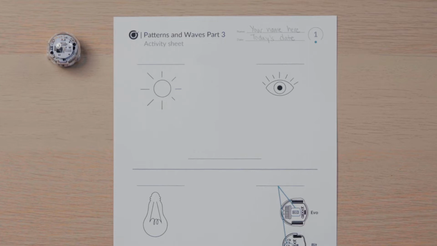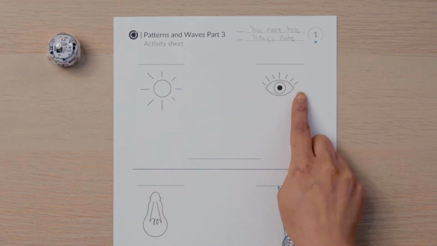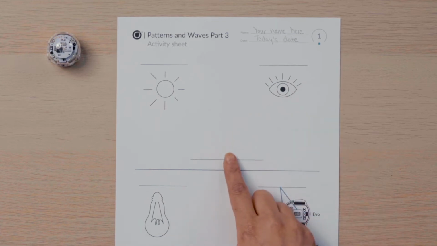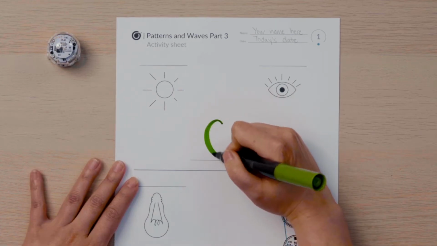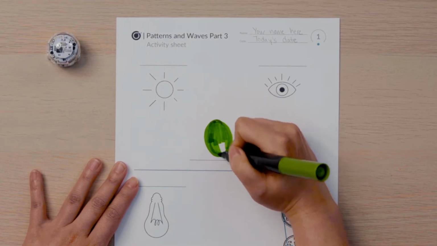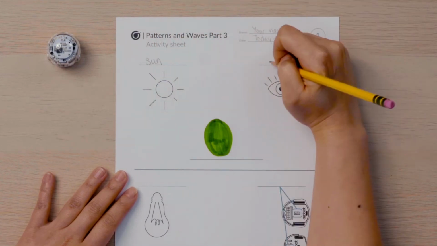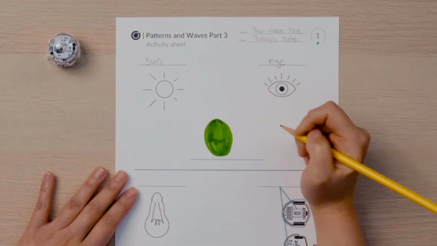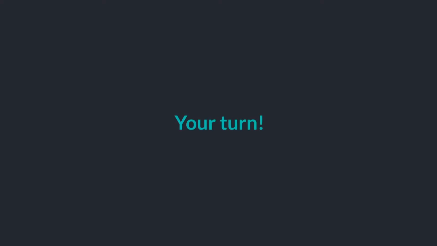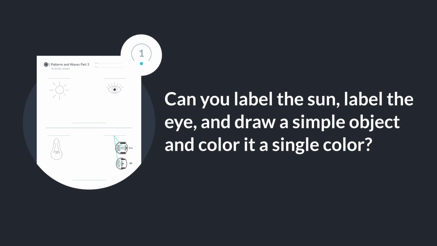This model contains a light source, which is the sun, an eye, and a line for you to draw an object. I will draw a ball on the line and color it green. You will draw a simple object of your choice, like a ball, a t-shirt, a square, or an apple, and color it in with one color of your choice. Can you label the sun, label the eye, and draw a simple object and color it a single color?